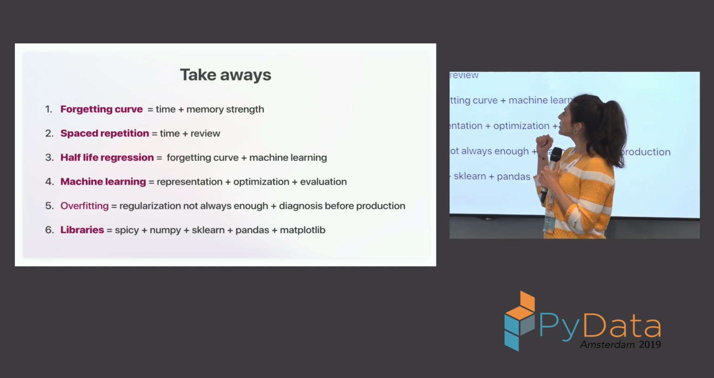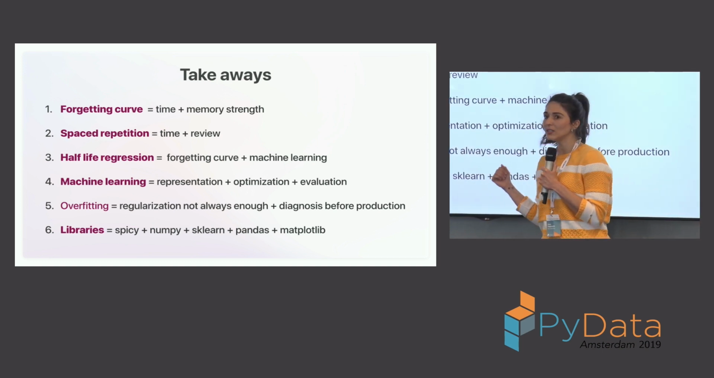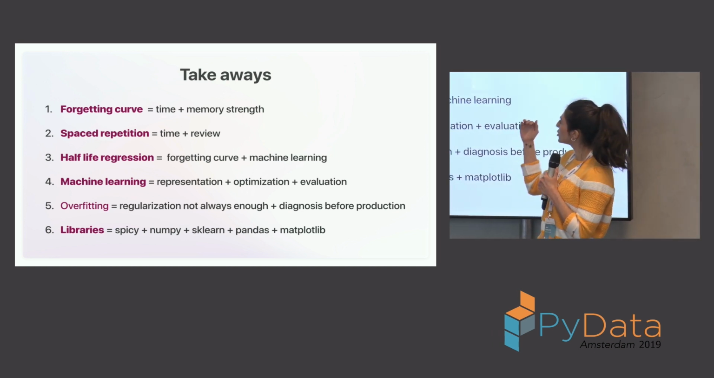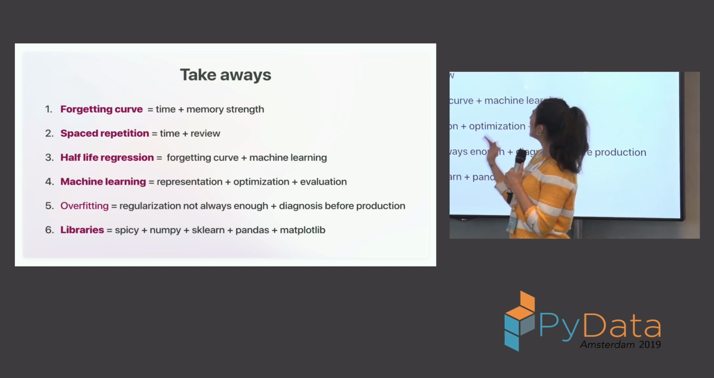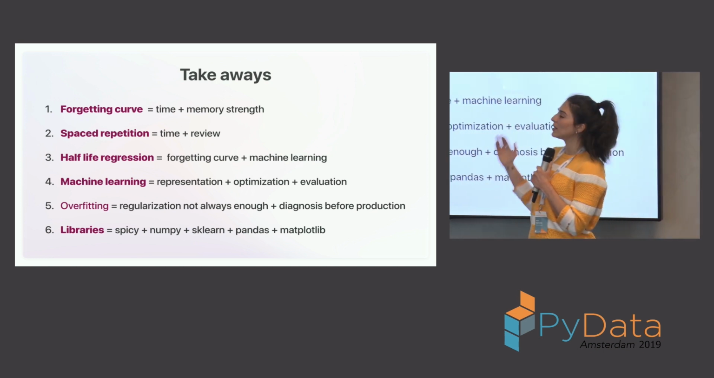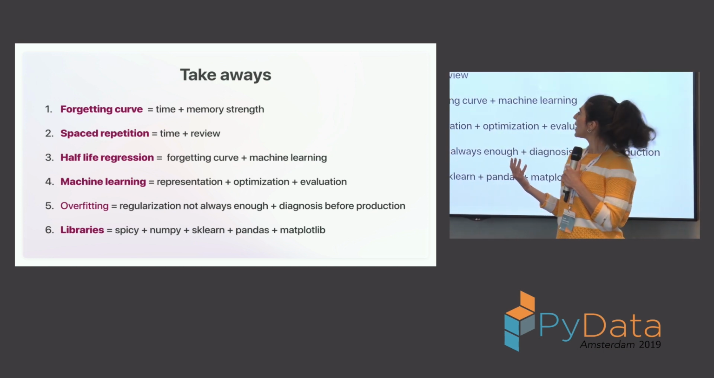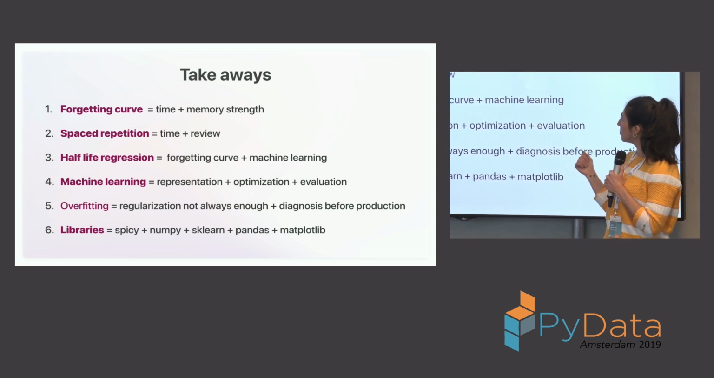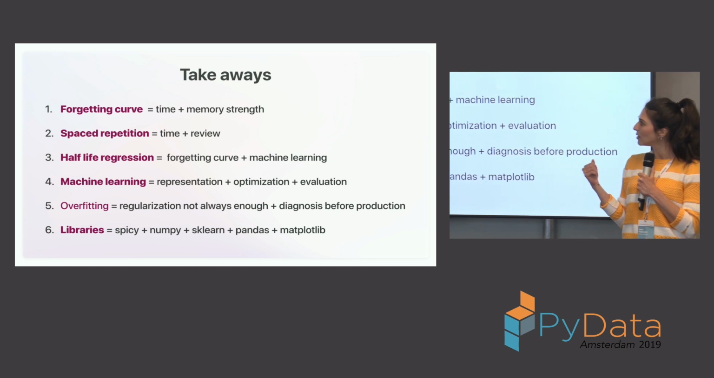The third is, what is half-life regression? Okay, it's a linear regression model, but what is it about? It's all about the forgetting curve, linking the forgetting curve, a cognitive science theory, with machine learning techniques. And simple machine learning techniques in this case.